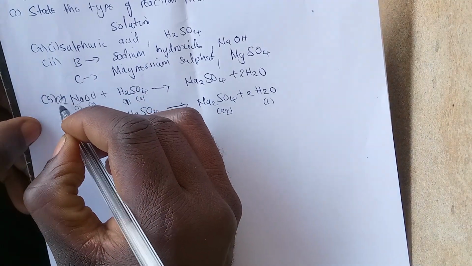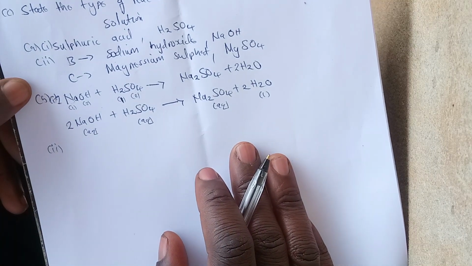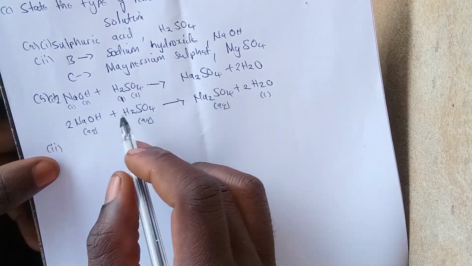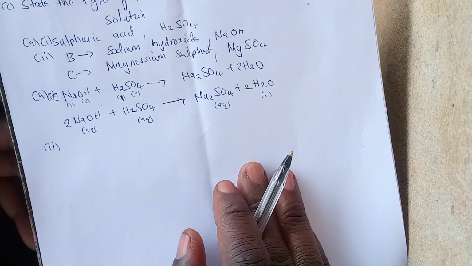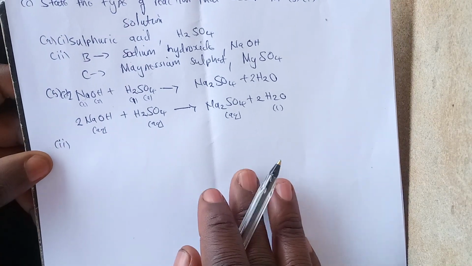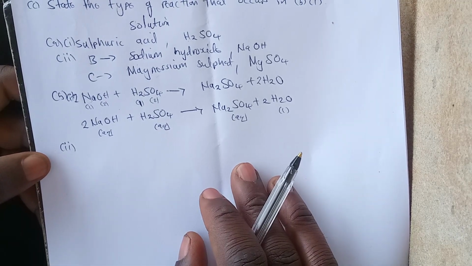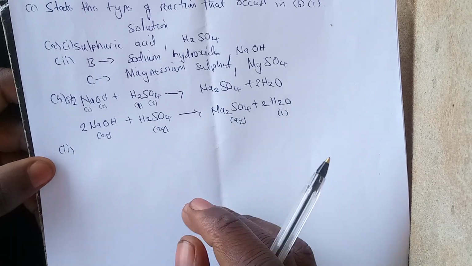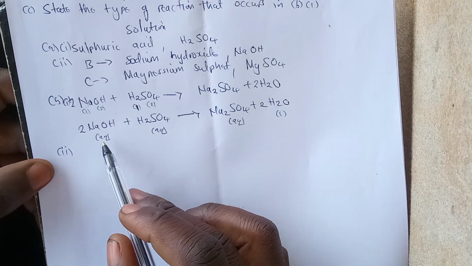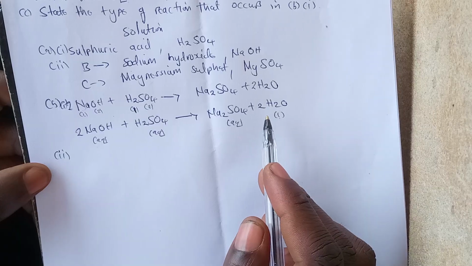So this was B1. We go to B2. B2 requires us to formulate an ionic equation for the reaction in B1. An ionic equation is always formulated from a balanced chemical equation, and we have a balanced chemical equation here. So what are we required to do? We are required to come up with an ionic equation. In coming up with an ionic equation, we split only the ions that are in aqueous solution. Liquid, solid, and gas, we write the way they are.